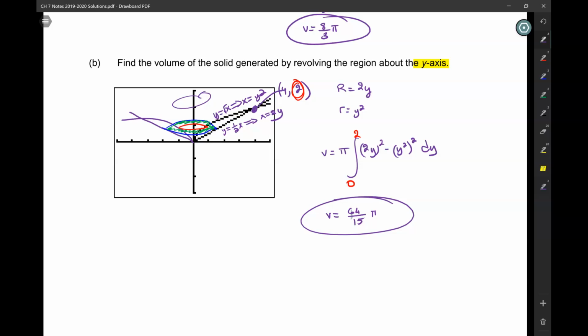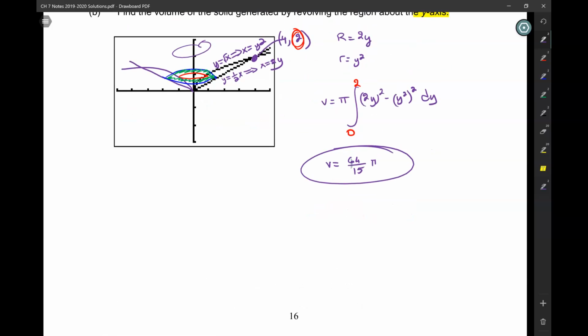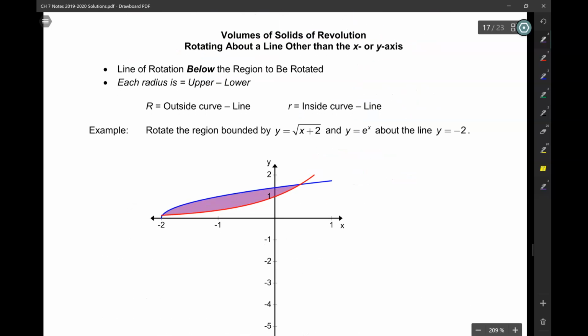Yep. I like the ones where you have to split it up like we did for the last one. Not really. But there are going to be ones where you don't revolve around the x-axis, you revolve around some other random line. Wow. I know. I think I'll do that tomorrow.